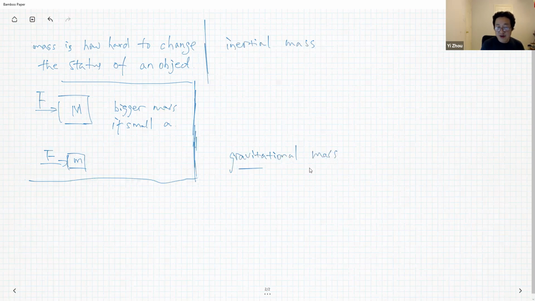So how do we know when we are measuring an inertial mass? When do we know we are measuring a gravitational mass? Basically, a simple way is you check if there is gravity involved. For inertial mass, you have a mass, you apply a force.